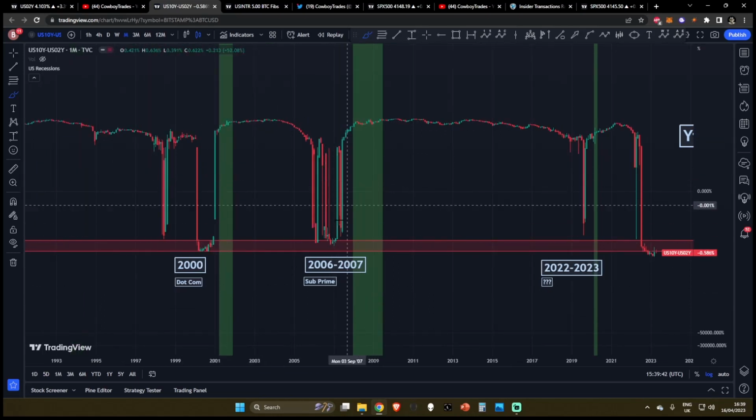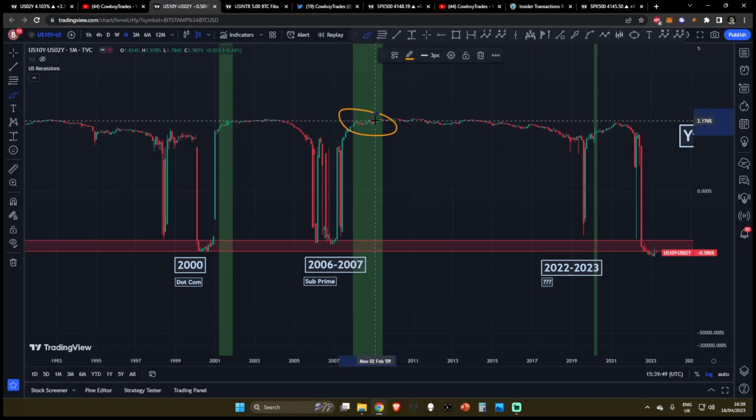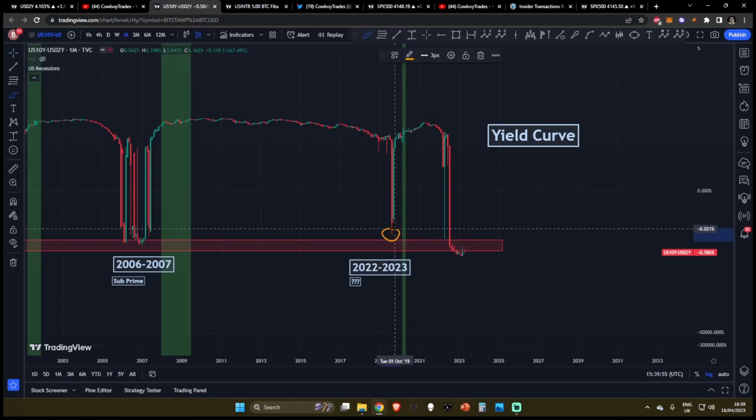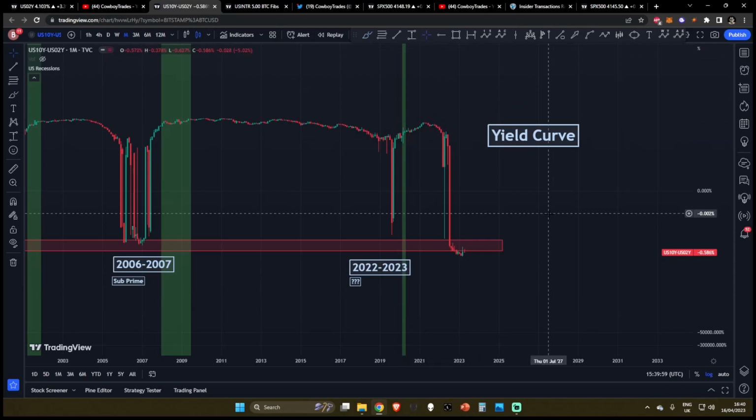In 2007, leading into the 2008 financial crisis, we came down into this red box again. Once we reverted back up for the yield curve, this is when the recession was confirmed. Over here in the 2000 financial crisis, once again, we came almost down to this red box. Once we reverted back to the top, that recession was confirmed.